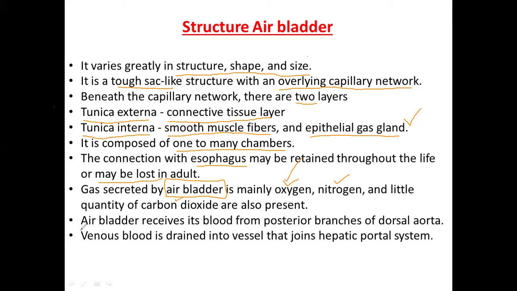So this air bladder is also an organ. It needs blood for the purpose of taking oxygen. Generally the posterior branches of the dorsal aorta will be supplying the blood to the air bladder. It will also secrete deoxygenated blood, venous blood. This venous blood is drained into the vessel that joins the hepatic portal system. So the venous blood is sent back to the hepatic portal system.